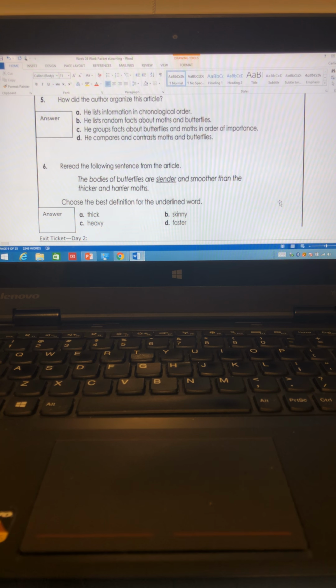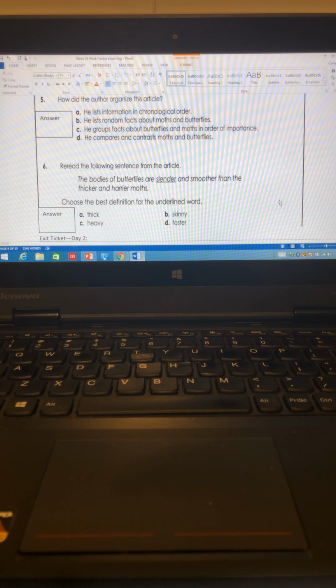Question 5 and 6 are your final two questions for the reading you did about the moths and the butterflies. How did the author organize this article? So in other words, what is the text structure? And we used to have this poster up in our classroom, went over it many, many times. We had chronological order on it, compare and contrast, sequential order. There's quite a few things we had on that text structure anchor chart.